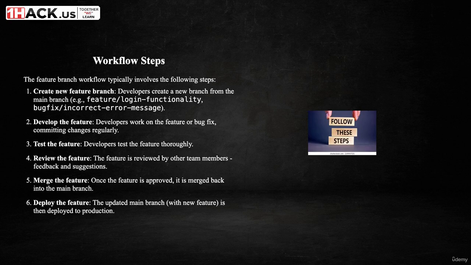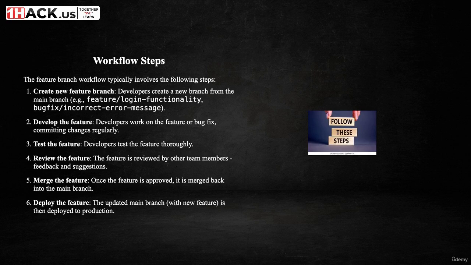4. Review the feature. The feature is then reviewed by other team members who provide feedback and suggestions for improvement. This collaborative review process helps maintain code quality and ensures the feature is aligned with the project's goals. 5. Merge the feature. After the feature is approved, it is merged back into the main branch, typically through a pull request or merge request. This integrates the new functionality into the main codebase.